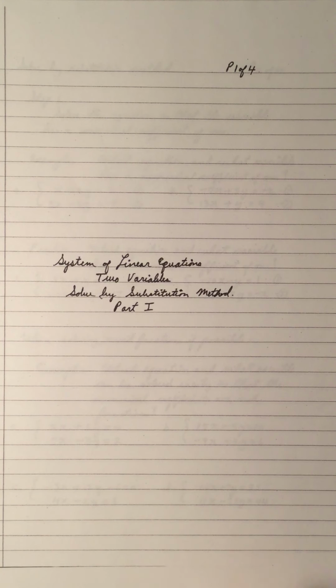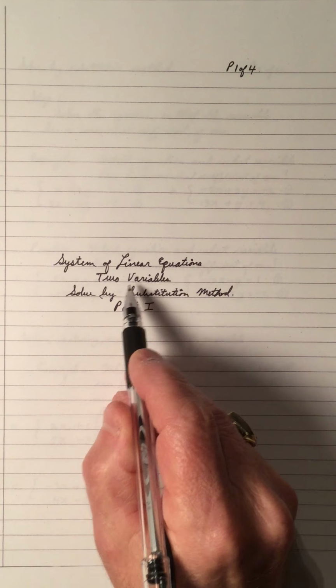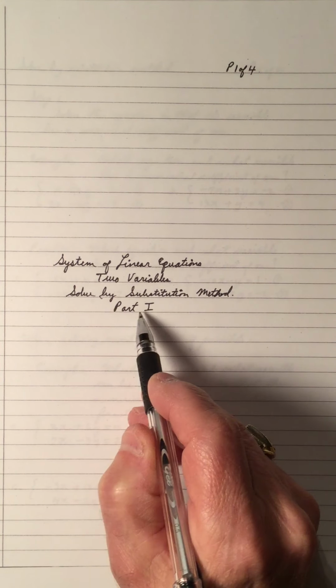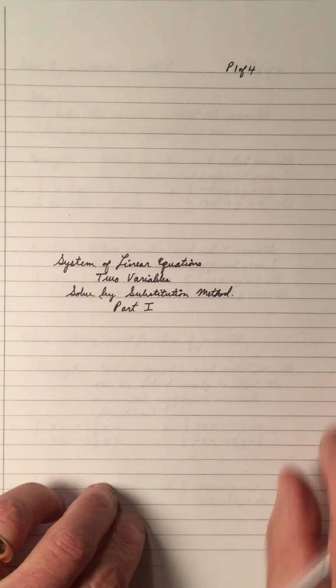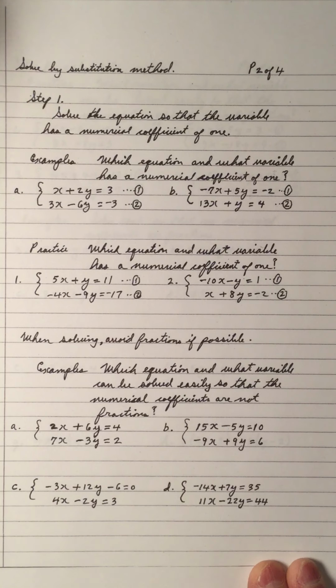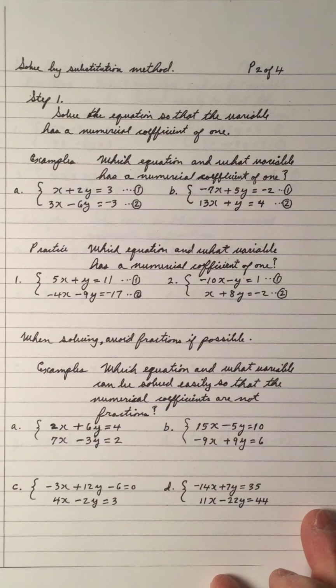Hi, welcome to my video on the system of linear equations, two variables, solved by the substitution method, part one. Remember, if you looked at my videos, we solved by graphing, and we solved by elimination. Now we're going to do the substitution method. It's just another method to solve a system of equations.